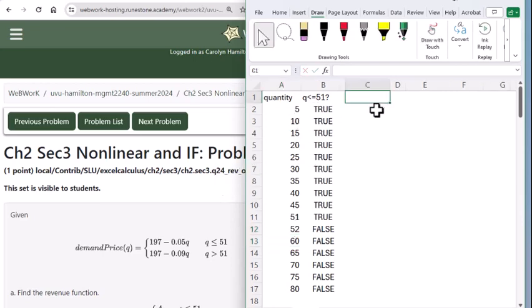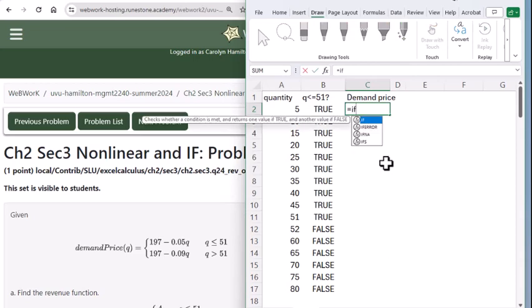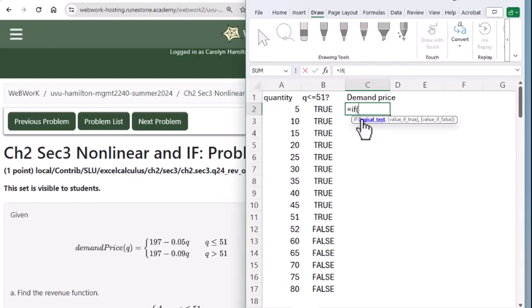Okay. For the demand price, when it's true that the quantity is less than 51, I want the first formula to calculate. When it's false, when the quantity is greater than 51, I want the second formula to determine the price. So there's an IF statement: IF, and then open parentheses. The first thing that you put is the logical test. My test is: is the quantity less than or equal to 51? Excel will figure out whether this is true or false, just like we did here.